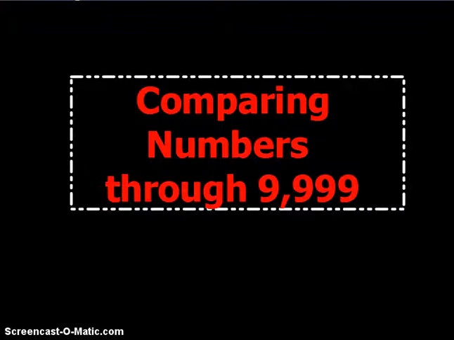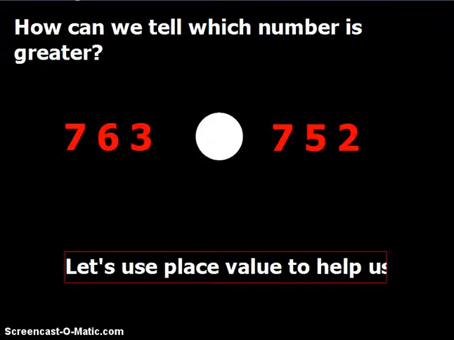Comparing numbers through 9,999. How can we tell which number is greater? We're going to use place value to help us do this. The very first thing that we need to do is to label our numbers with our HTO chart.